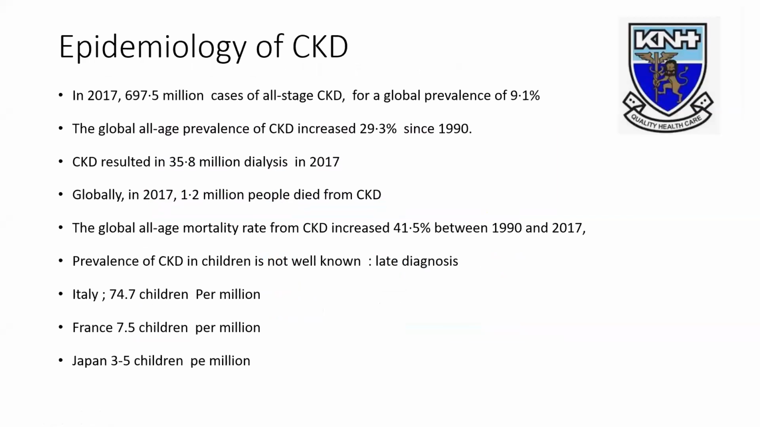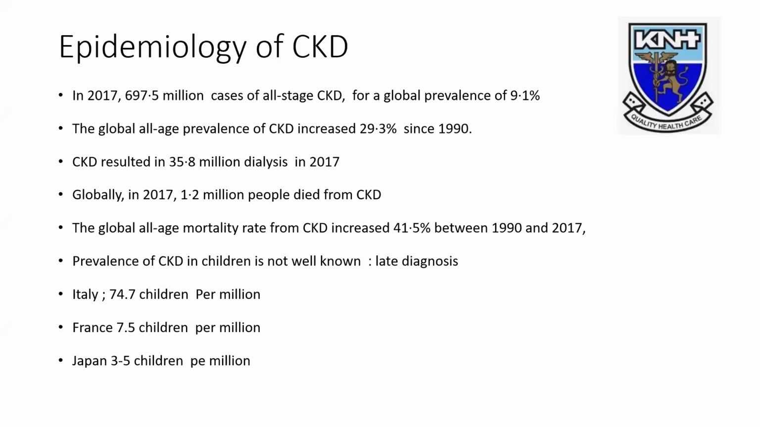What is the epidemiology of chronic kidney disease? The epidemiology of chronic kidney disease in children is not well known because of late diagnosis. But you can see the global burden of chronic kidney disease: in 2017, 697.5 million people were diagnosed with chronic kidney disease, a prevalence of 9.1%. The current epidemiology, reported last year, is almost 12% of the whole population suffering from chronic kidney disease.